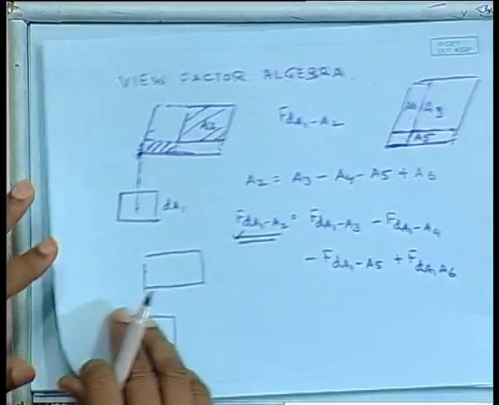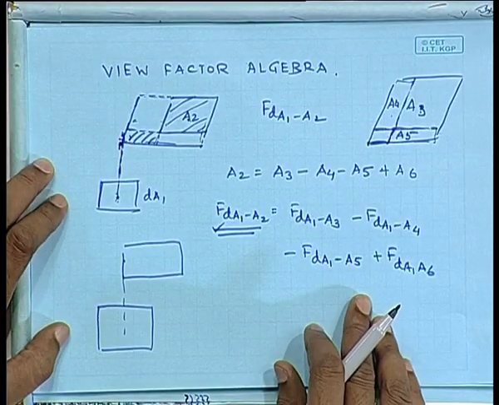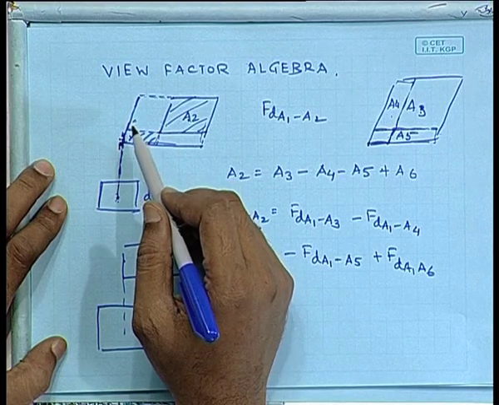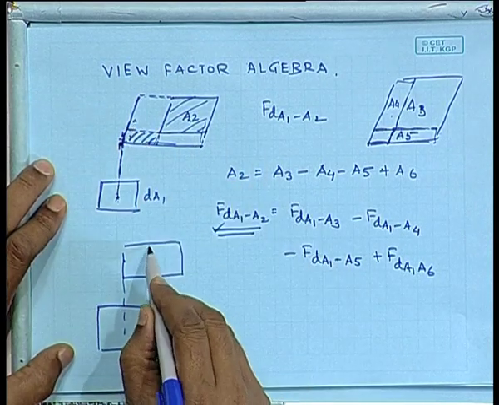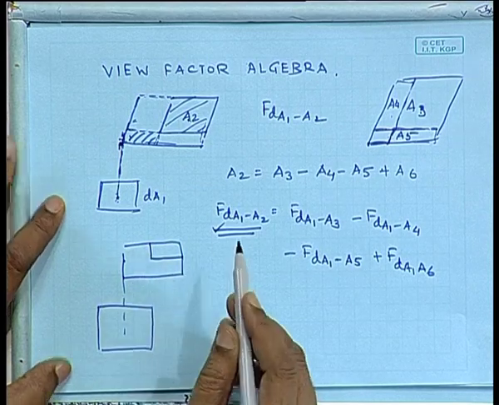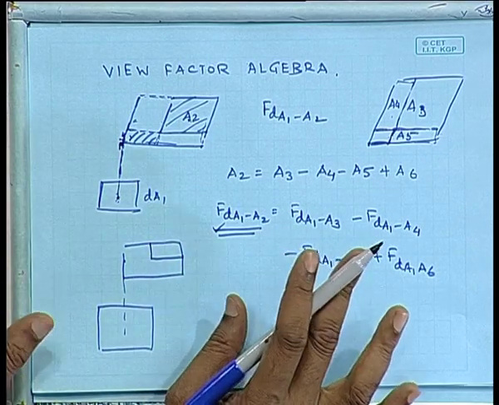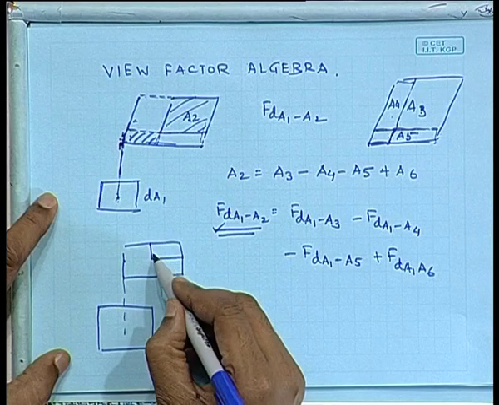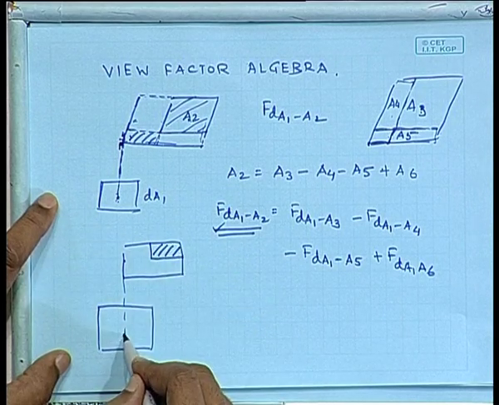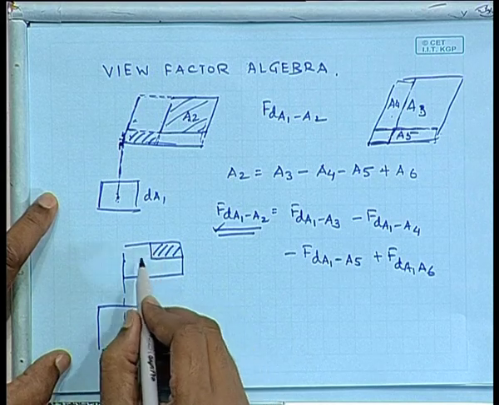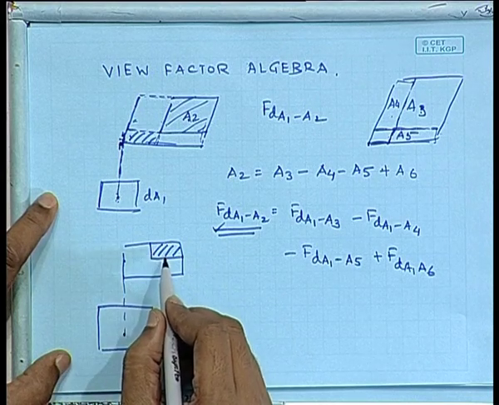So why are we taking A5 and A6? How do you like to do that then? You have this surface which is offset. Okay. There may be other ways of doing it. I am not saying that this is the only way. You would like to find out the view factor of this area with respect to this one. So we can extend this vertical distance.